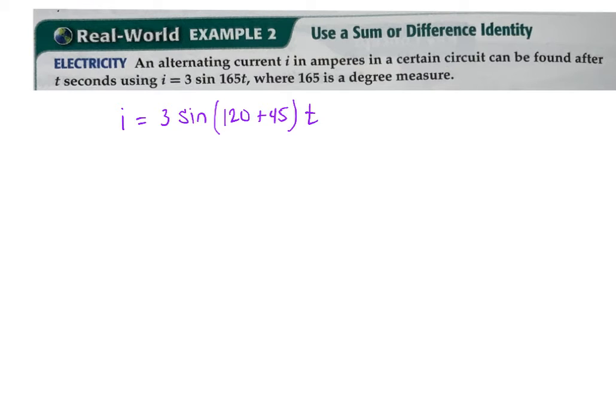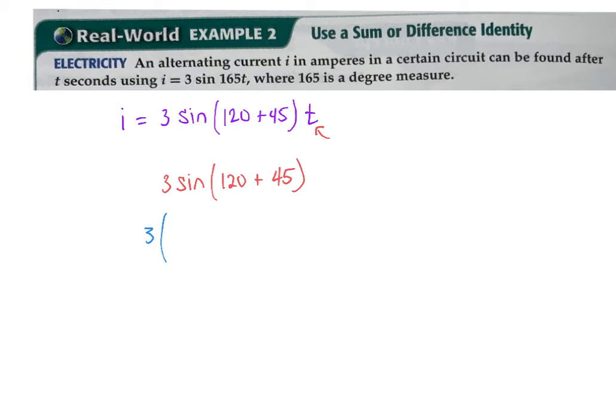It specifically says, rewrite the formula as a sum of two angles. And then after 1 second is the second part of this. So if I plug in a 1 here for my t, then I'm just going to be solving this piece of it. Sine of 120 plus 45. All right. And so then we're just going to plug it in. 3 is going to go on the outside here.